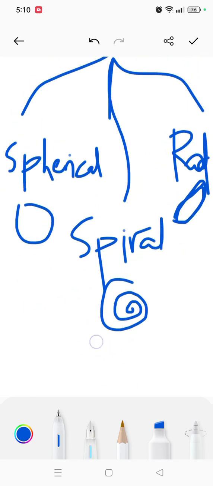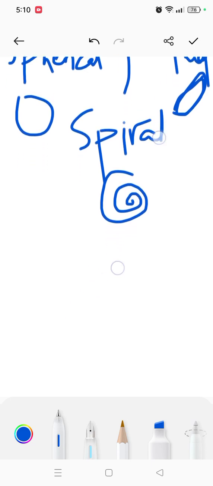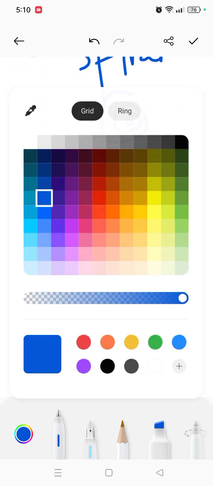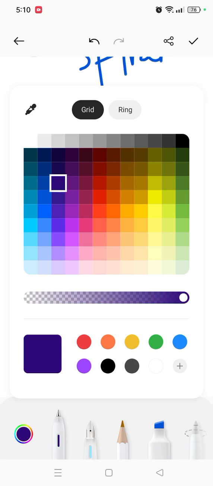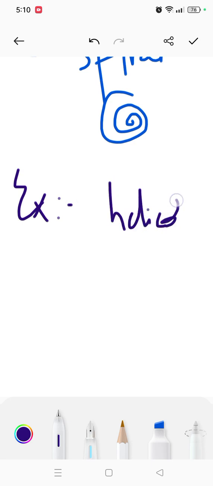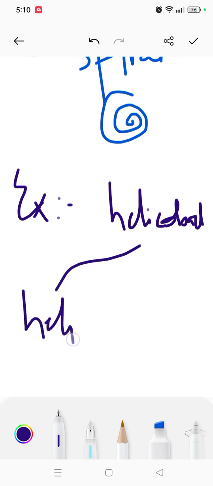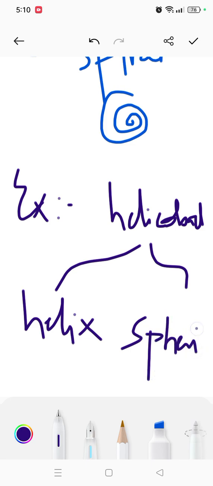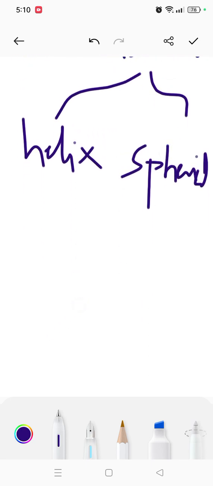So these are the three main types, but recent studies have shown that some examples can have a few other types as well. Like Helicobacter, which has a helix shape plus spherical. The bacteria which have two types of shapes are called polymorphic.